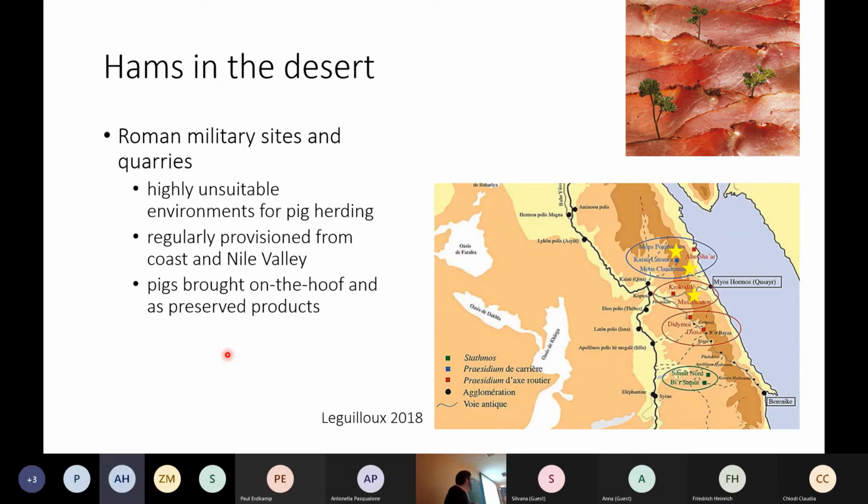And this issue of the cured product brings us to another important aspect of Karanis, of the site, and in general of food provisioning in Egypt, which is that of preserved food products, which played a key role in ancient Egypt as well as elsewhere and in other chronological periods.